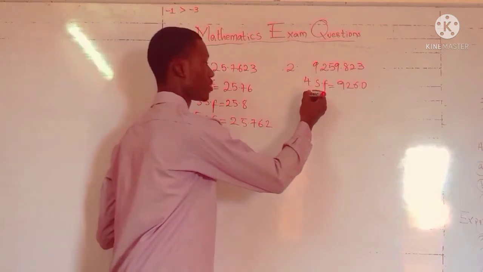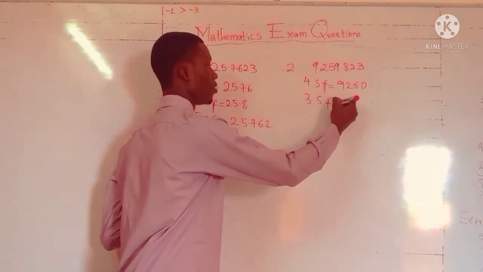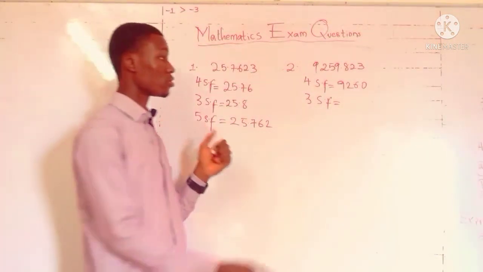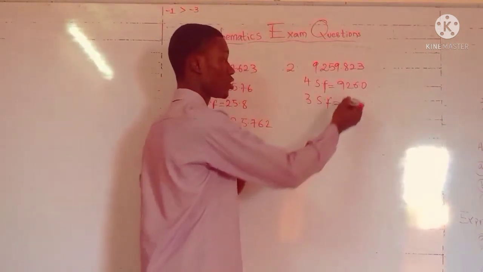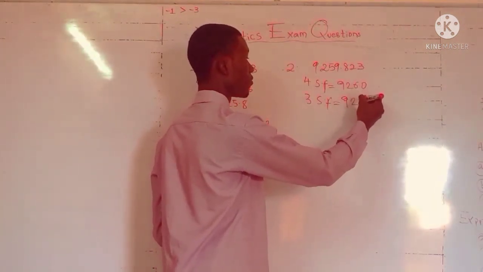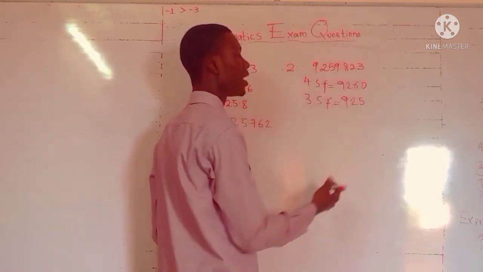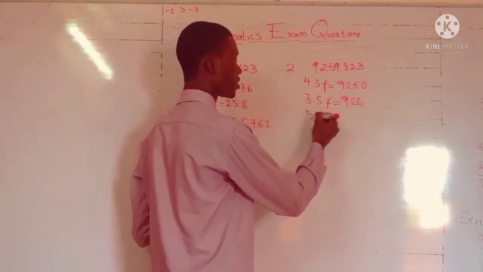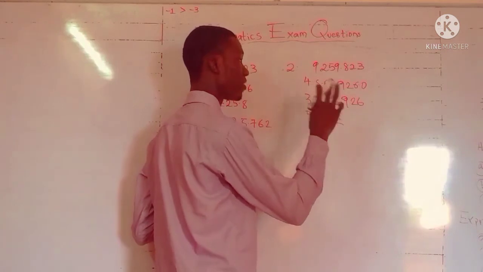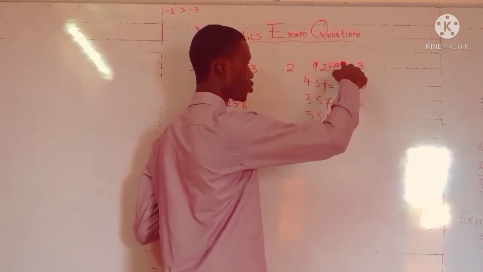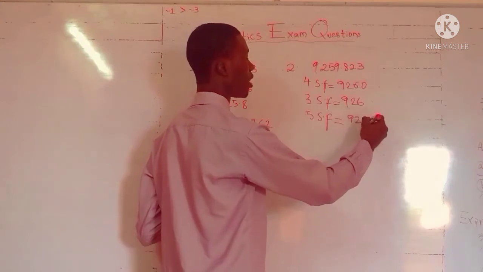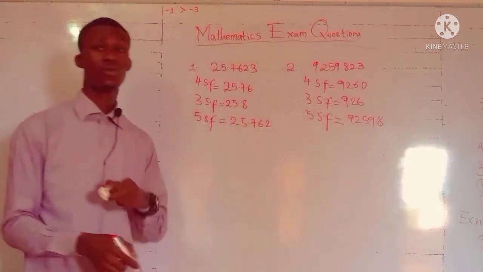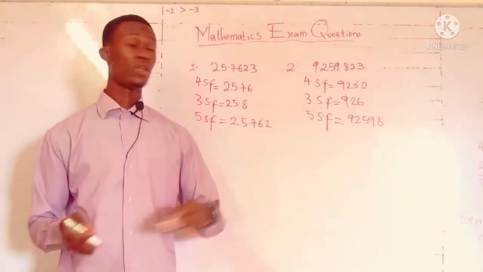Now 3 significant figures. All we have to do is count the very first 3 digits on the very question. So the first 3 digits are 925. But the next number after 5 is 9. So instead of writing 925, we write 926. Now 5 significant figures. We will count 5 numbers. 1, 2, 3, 4, 5. So we stop at 8. 9259.8. Now the next number after 8 is 2. 2 is not even up to 5. So we'll just leave our answer like that.